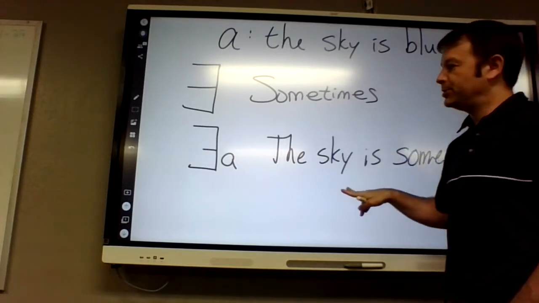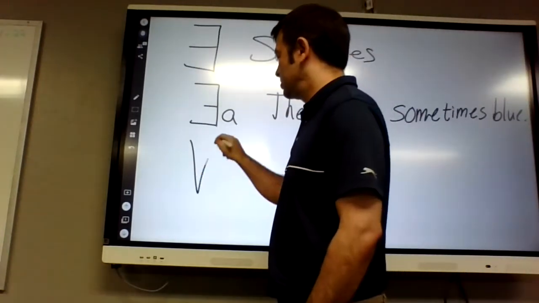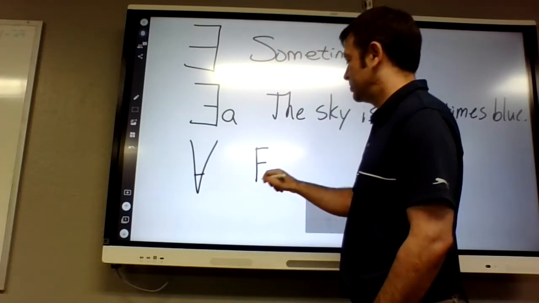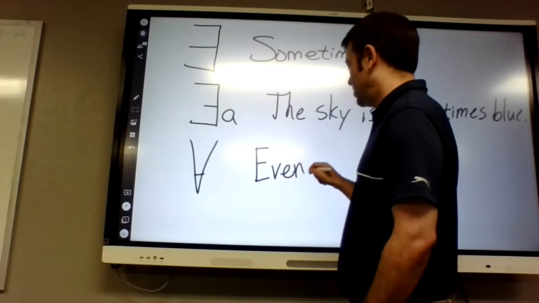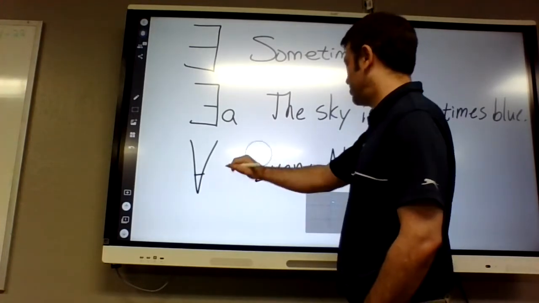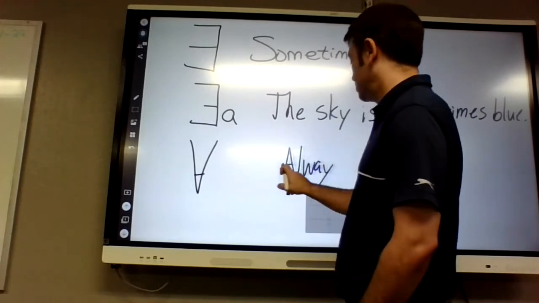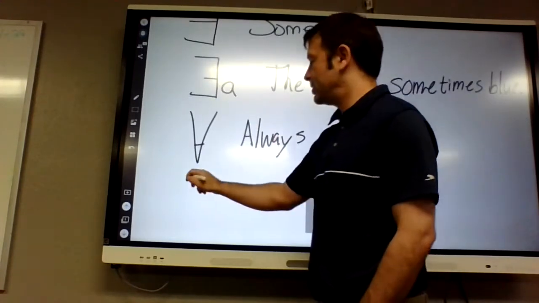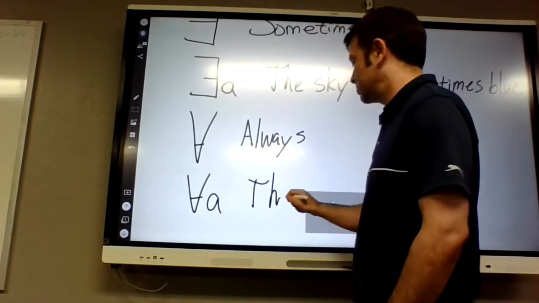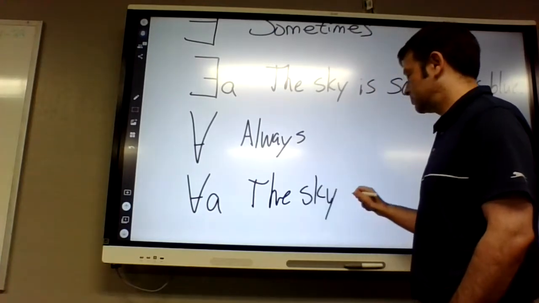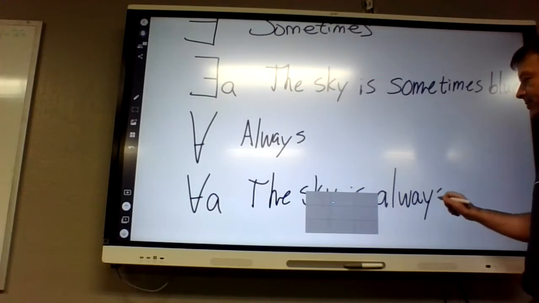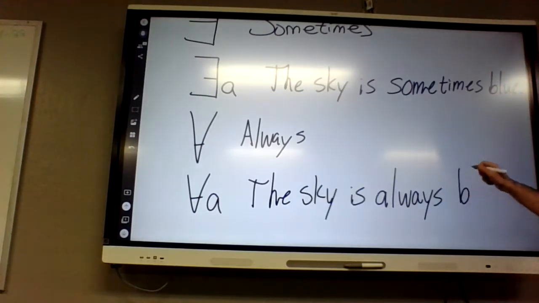Okay, symbol number 2, this one. Every, or always, or all, or something like that. Probably always is the best way to describe it. So if I say that the sky is always blue, it kind of depends on what you mean by the sky is blue, whether it's true or false or not.